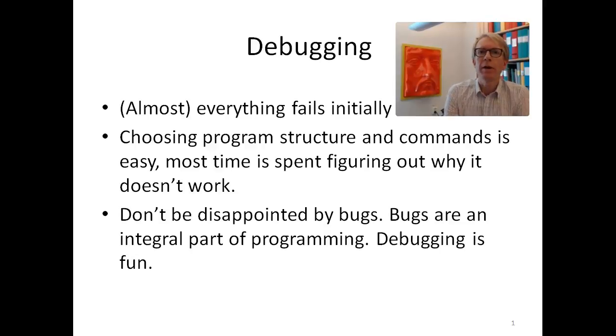Let's talk about debugging in R. And debugging is quite an important part of programming in R because a lot of the time when you're programming, you're actually debugging and trying to solve the problems that you encounter. And the way you approach these problems and how you handle them is of large importance to your success in programming. And the sort of depressing truth is actually that almost everything fails initially.